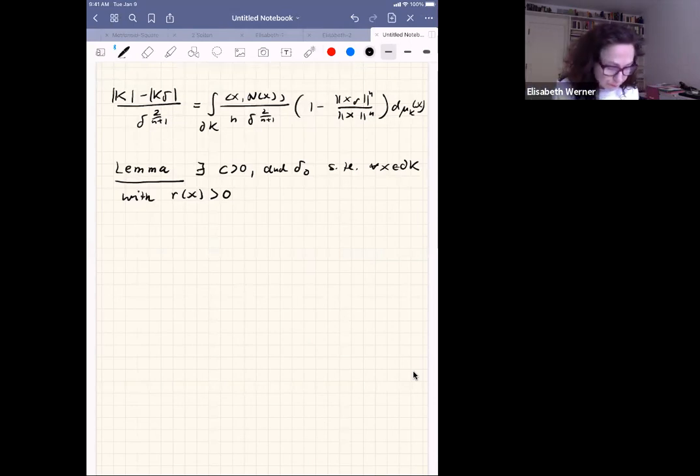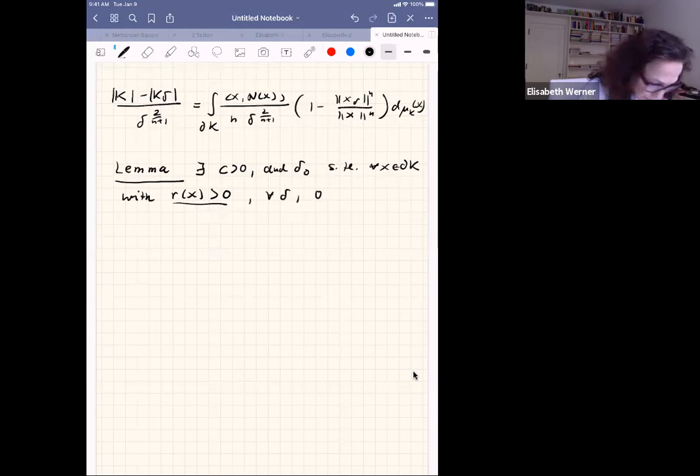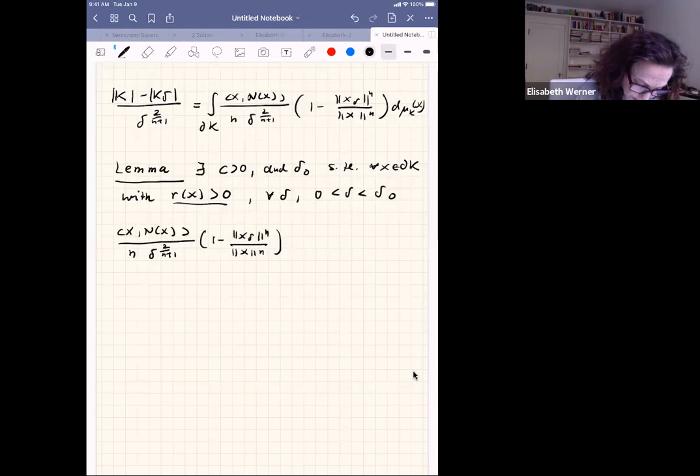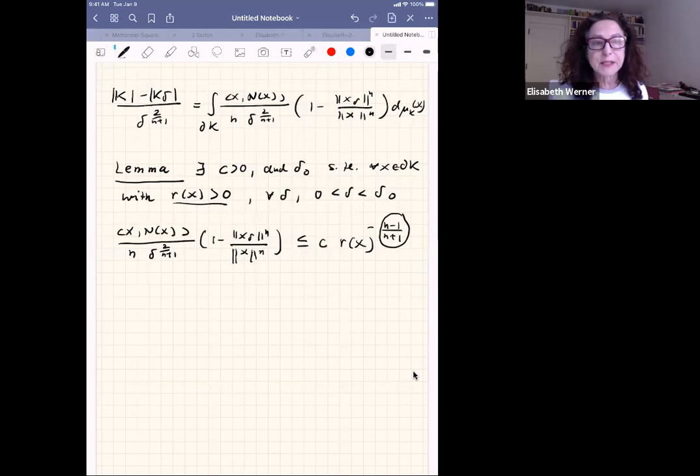And from what we just proved in the corollary, we have seen that almost everywhere on the boundary of a convex body, r of x is bigger than zero. And for all delta with zero smaller than delta zero, we have that the functions that we have now under the integral are bounded by this absolute constant C times our rolling function raised to the power n minus 1 over n plus 1. This is good because the exponent here is strictly smaller than 1.